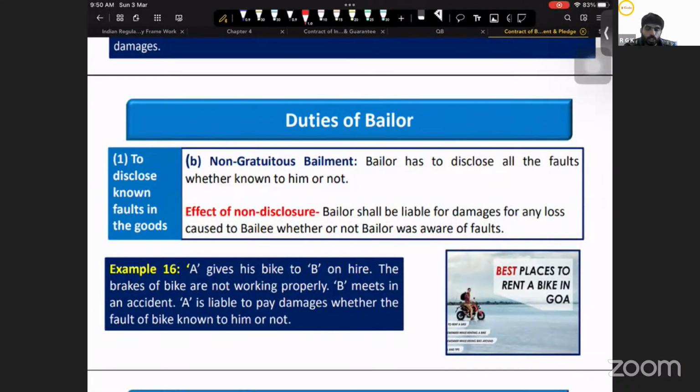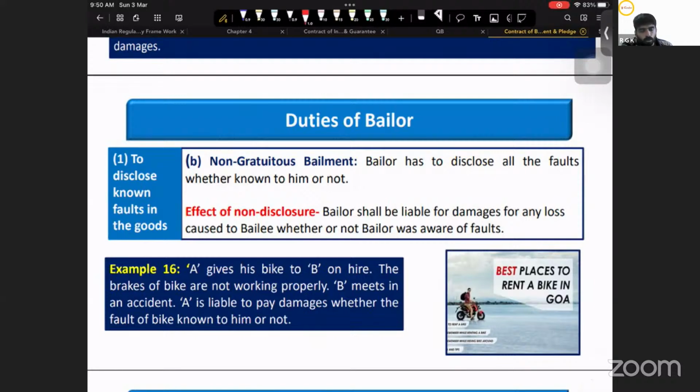So technically speaking, the line says like this: bailer has to disclose all facts, whether known to him or not known to him. Now, if it is not known, then how can he disclose? Not possible. So practically speaking, it means that it becomes the duty of the bailer to see that the goods are in fit condition. There is no default existing in such goods. That is the duty of the bailer.